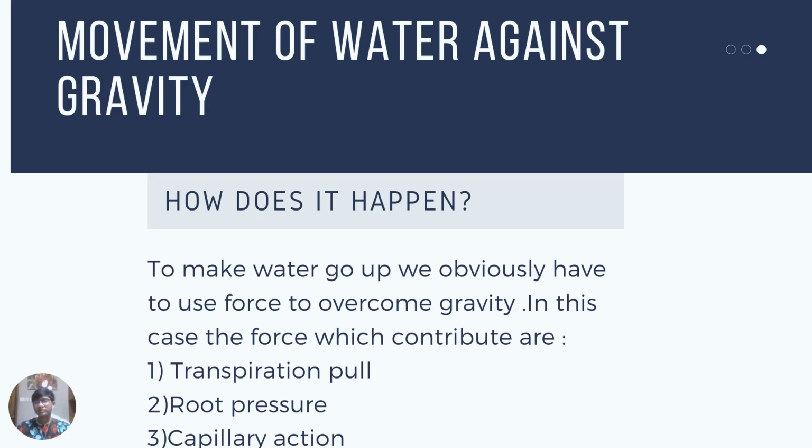So firstly, how does this happen? How is water moving up the xylem vessels against gravity? Well, to make this happen, that is to make water go up, we obviously have to use force to overcome gravity. In this case, the forces which are contributing are the transpiration pull, the root pressure, and the capillary action.